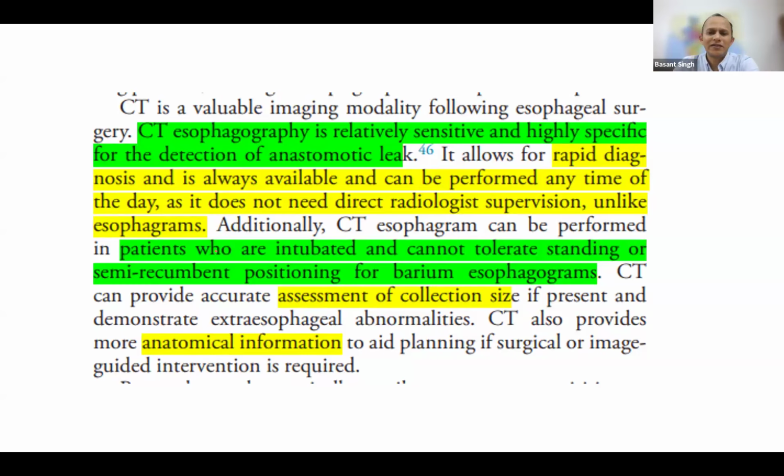So this is basically a perforation. There also they have now changed, because if you read your previous Sabiston or even previous Shackelford, they have mentioned that you should do barium. I have read that they have written you should do a barium contrast study to look for perforation, or even a gastrographin contrast study. But this edition has clearly stated in both chapters that CT esophagography should be done with your iohexol oral contrast.